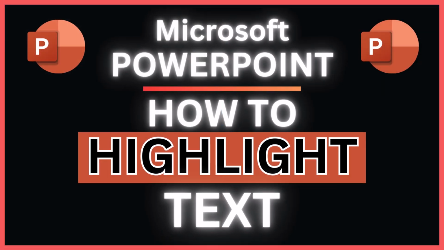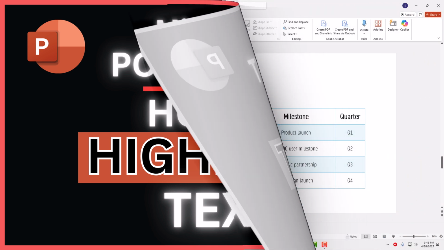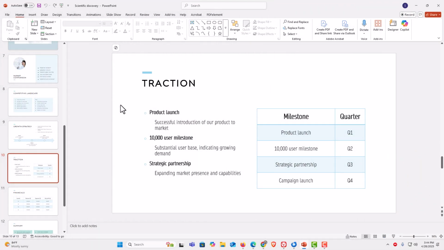This is going to be a video tutorial on how to highlight text in Microsoft PowerPoint. I will be using Office 365 on a desktop PC for this. Let me jump over to PowerPoint. I have Microsoft PowerPoint opened up now.